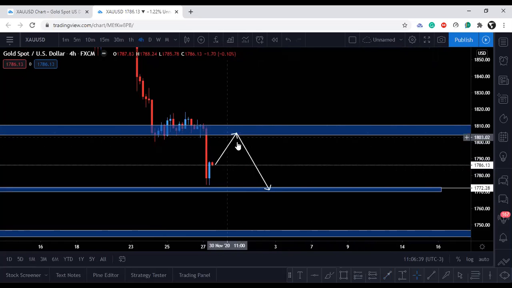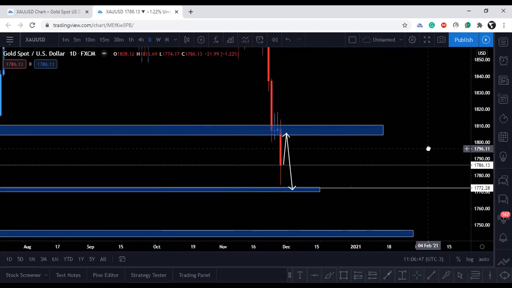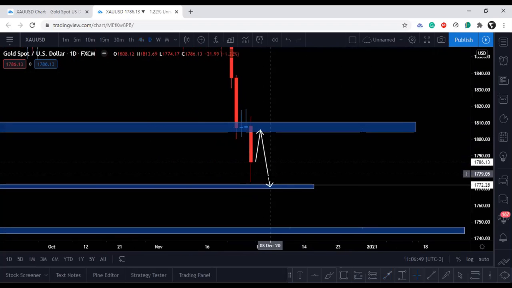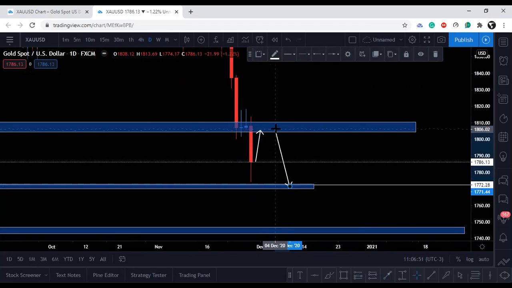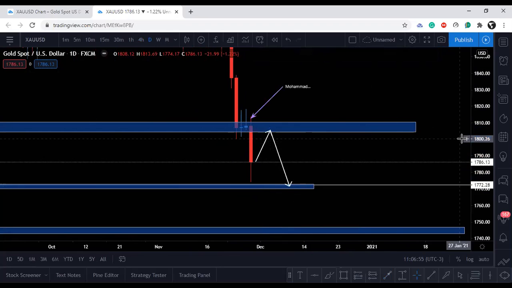So this is all about gold. What Danish mentioned, beautiful analysis by Danish. So that's totally fine. If you want to look for a sell option, look at these levels. That's it.